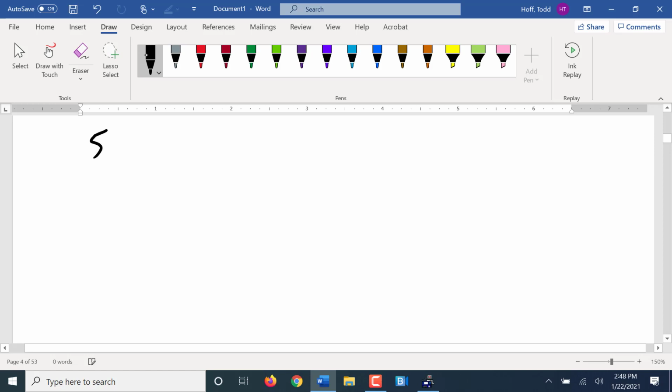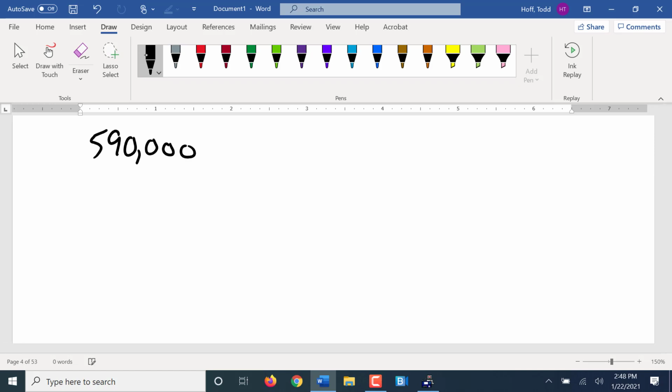So if we have 590,000 and we want to convert it into scientific notation, where's the decimal point going to go? Between the 5 and the 9. It's going to be 5.9. The decimal point started at the end of the number, so how many spaces did it move? 5 spots, and is it going to be positive or negative? Positive, because that is a large number. It's bigger than 1.